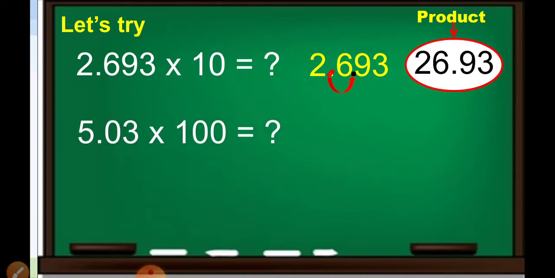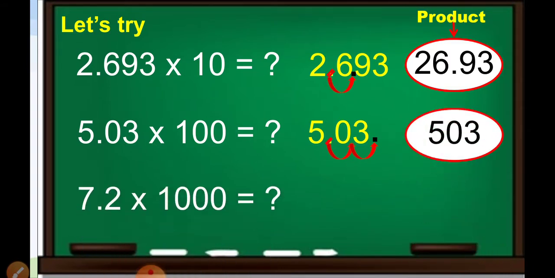Another example, 5.03 times 100. So let us write first 5.03, then count the number of zeros. There are 2 zeros in 100, so you will move the decimal point 2 places to the right. So let's move 1, 2, and the decimal point will be transferred at the right of 3, and the given decimal point will be cancelled, and the final answer is 503.